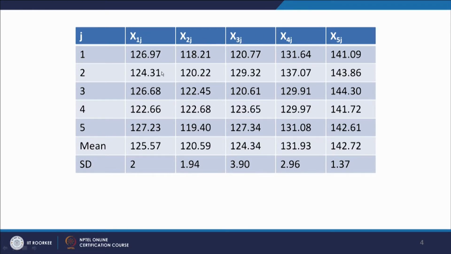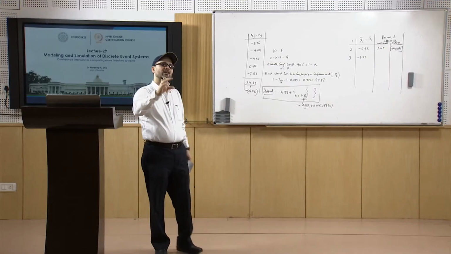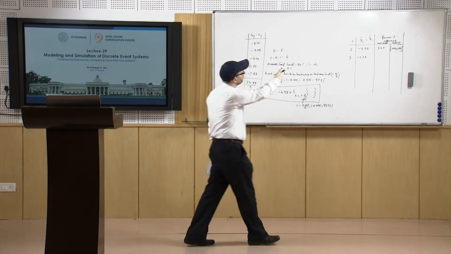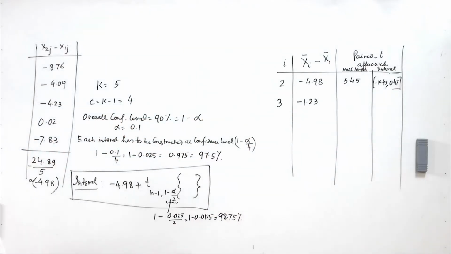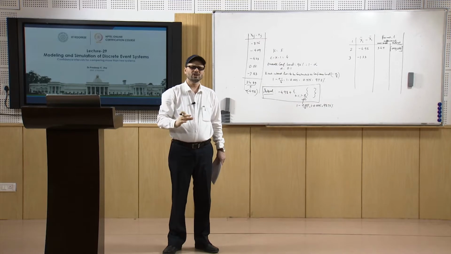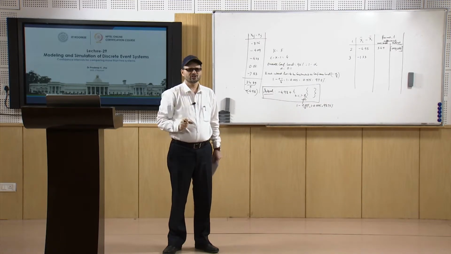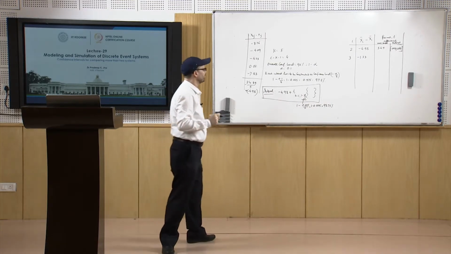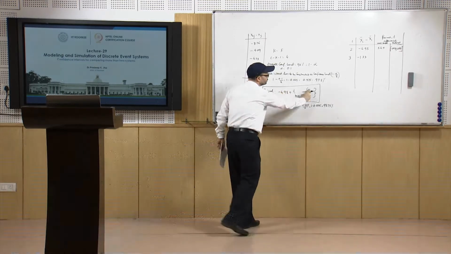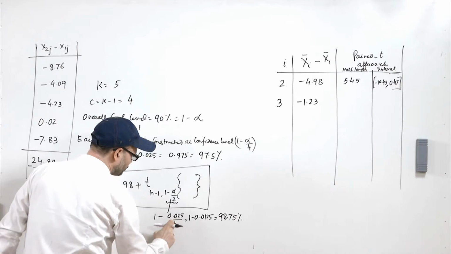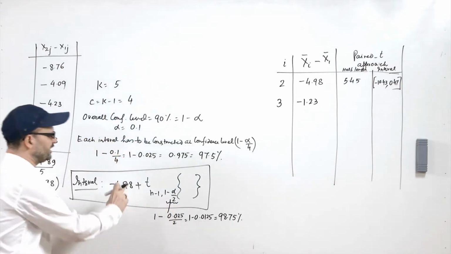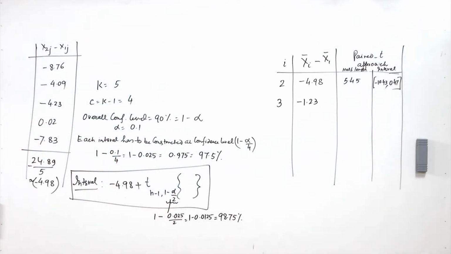So, you will get the 5 values, you are going to get the mean of it, and that value comes out to be minus 1.23. Now, for all these 5 values you are going to get the variance, and once you get the sample variance, you are going to further use it in this formula. Again you are going to have the same thing. So, this value will be the same, t of 4 and 0.9875.